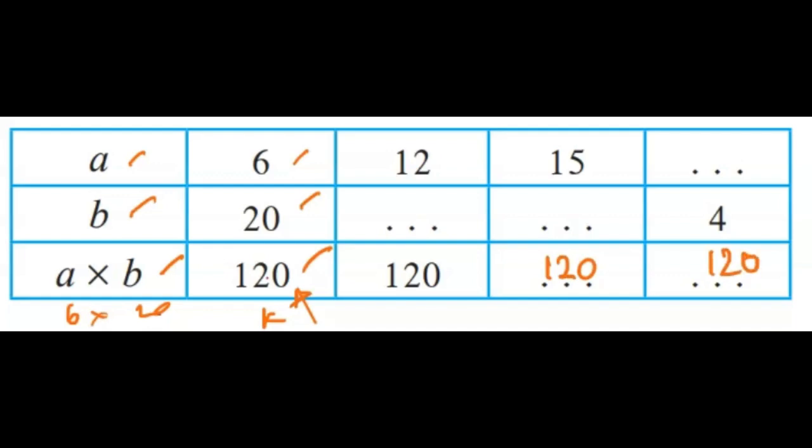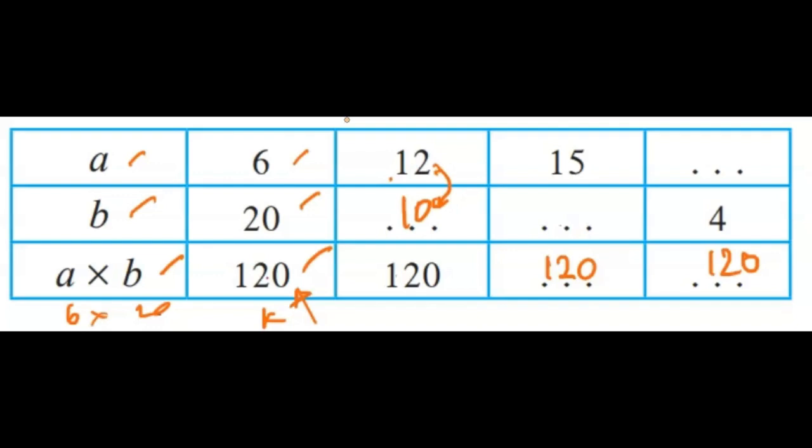Now let's go for a equal to 12. A times b is equal to 120. Here the value of a is given, so I'm replacing a with 12. 12 times b is 120. So 120 divided by 12, you'll get 10. The final value is 10. If you check the product, 12 times 10 is 120.